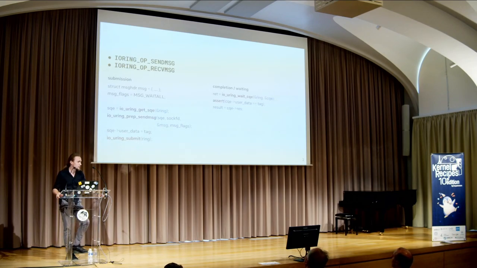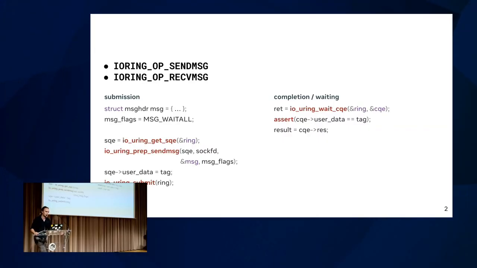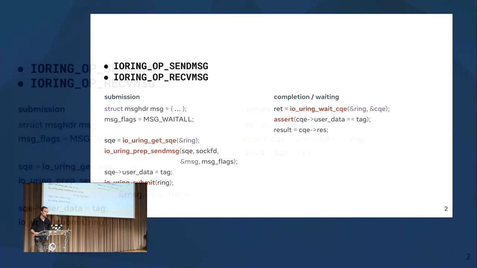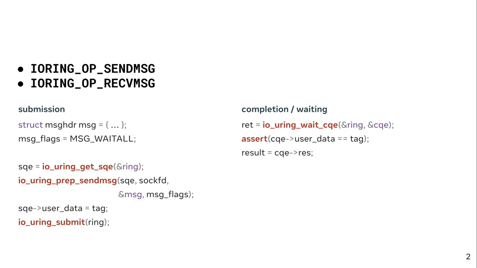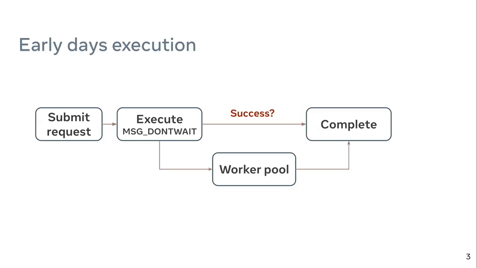io_uring was created as a generic asynchronous API, not only for storage. And pretty quickly, in a couple of months after the initial release, we got some basic initial support for send message and receive message operation and request types, which look pretty much like the corresponding syscalls, if you ignore for a second io_uring specifics. You pass a socket FD, you pass a struct message header, all the stuff. But there is a difference in how we execute it.